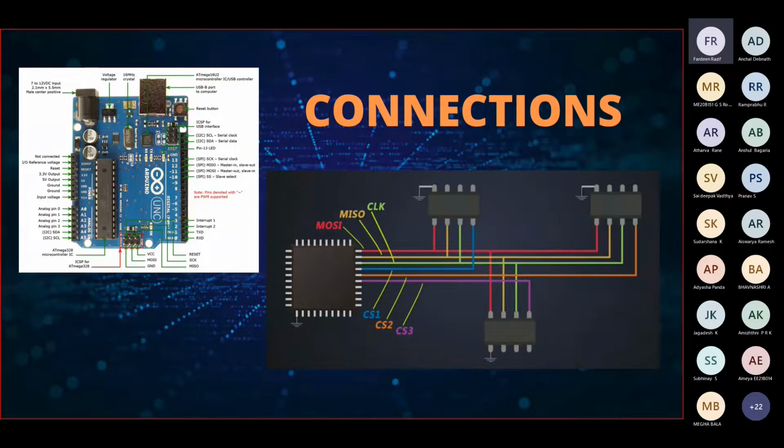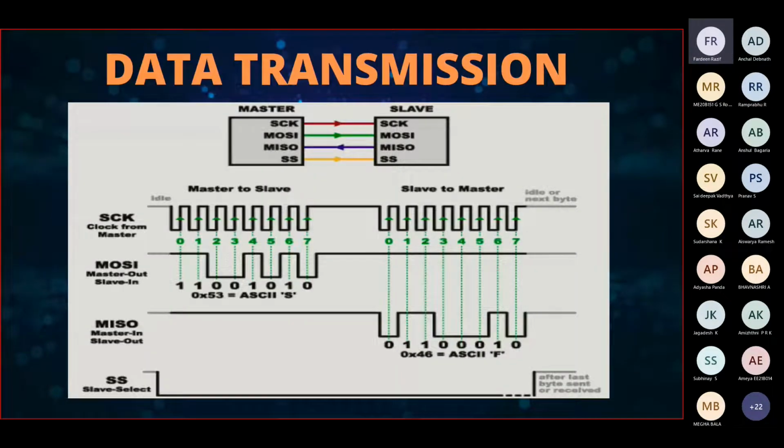Yeah. So this is the data transmission in SPI. Now I want to ask one question. If you see the SCK line, what kind of clock signal is this? So if you know the answer, you can just put it in the chat.